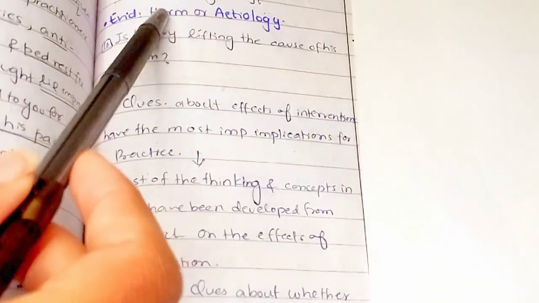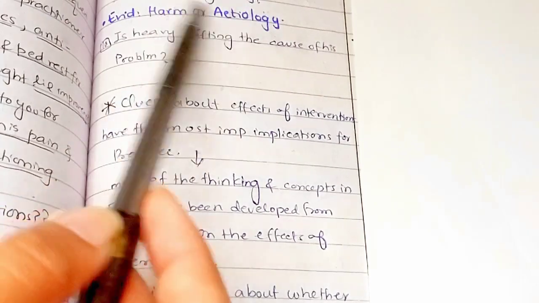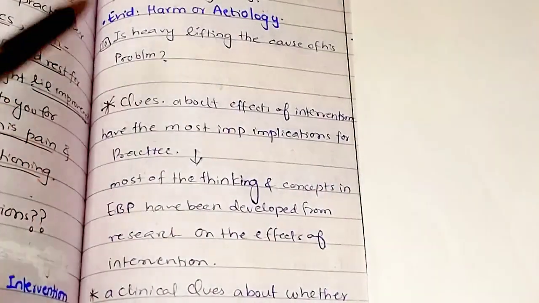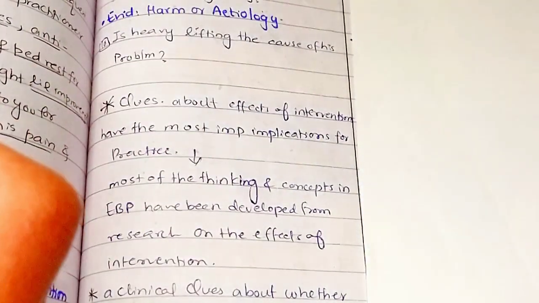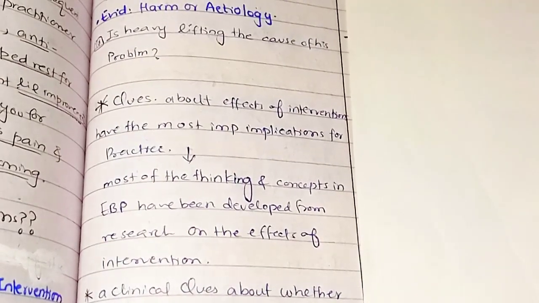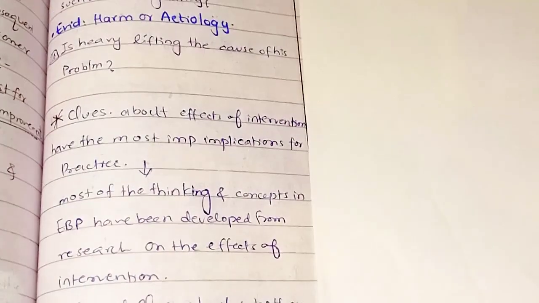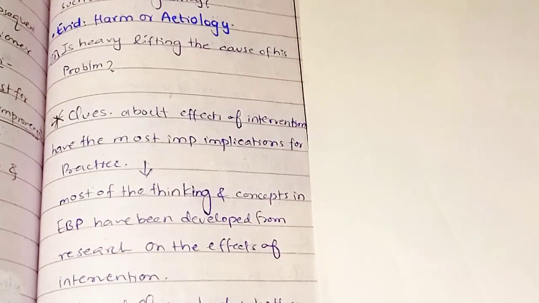Now the questions related to harm or etiology, harm of the intervention. All right, and then the causes, or you can say the etiology. So what can be the questions related to it? For example, is heavy lifting the cause of his problem? As we have seen in the scenario that the patient got the problem when he lifted weight during work. So this can be a relevant question regarding this clinical scenario. So up till here we are done with all the types of questions we can ask according to different categories: intervention, experience, prognosis, diagnosis.